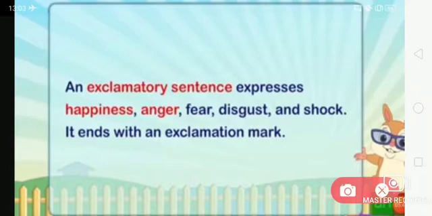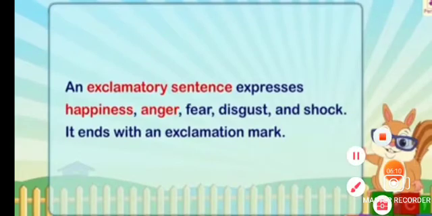Now the fourth sentence is the exclamatory sentence. What is an exclamatory sentence? Students, an exclamatory sentence expresses happiness, anger, fear, disgust and shock. It ends with the exclamation mark. It expresses happiness, anger, fear, disgust and shock, so it ends with an exclamation mark. Okay students, it is called an exclamatory sentence.